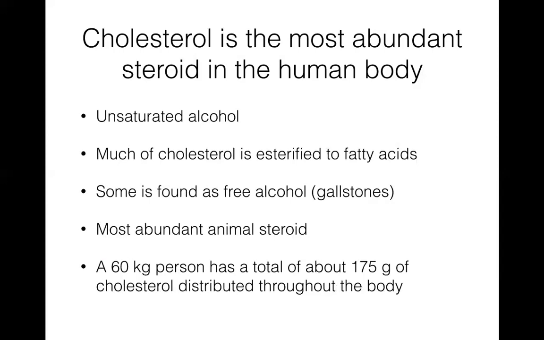So cholesterol is actually an unsaturated alcohol that possesses the cyclopentanoperhydrophenanthrene ring. Well, much of the cholesterol is esterified to fatty acids. As a matter of fact, we store cholesterol esterified to fatty acid. When they are free, when they are unesterified, they tend to form gallstones. And like what I said earlier, this is the most abundant animal steroid. As a matter of fact, a 60-kilogram person has a total of about 175 grams of cholesterol distributed throughout the body.